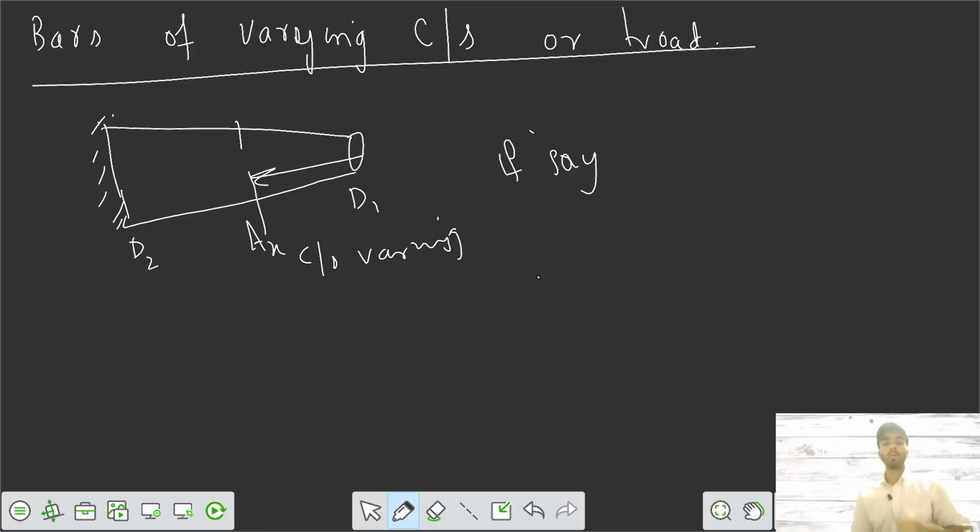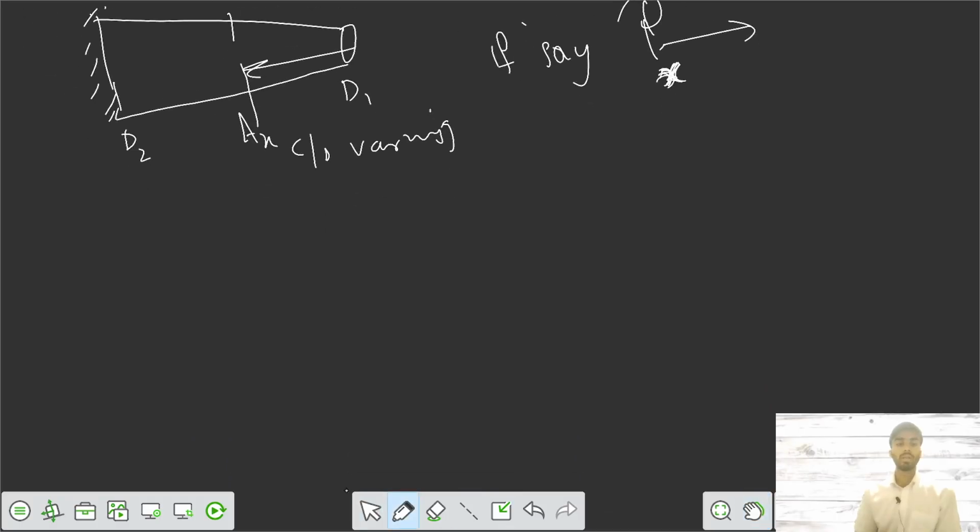Now if a load is also varying along the axis, we will represent it as P at X. So at X, if X is varying, P is also varying. So we already know the standard equation, P L by A E. This is just the standard equation. Now there was force Px.